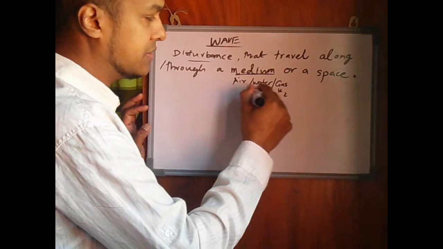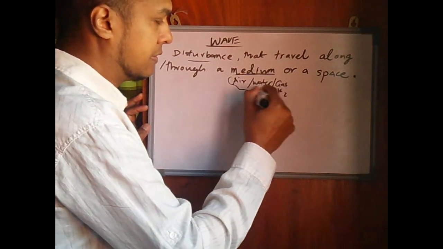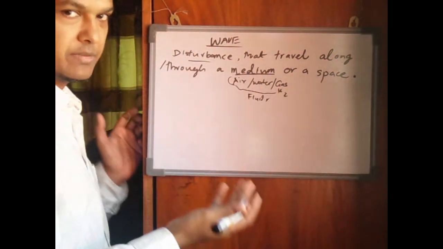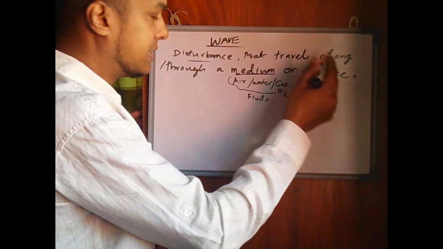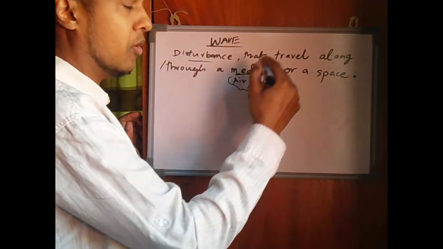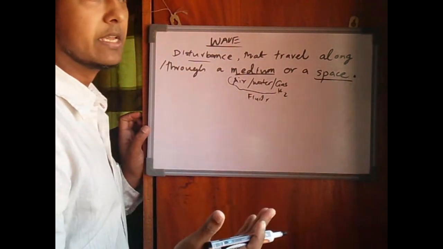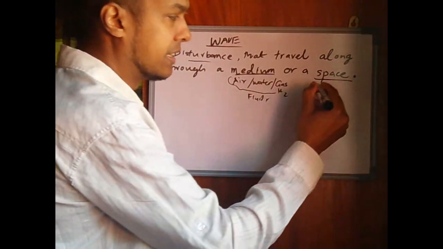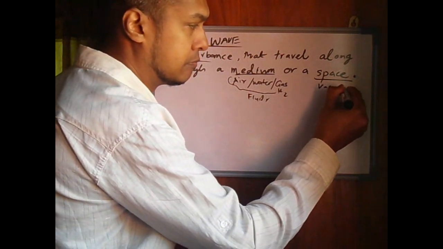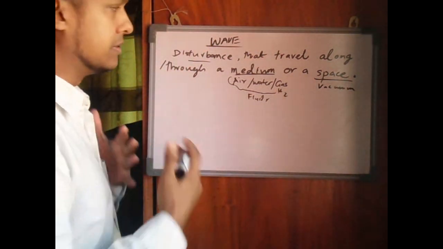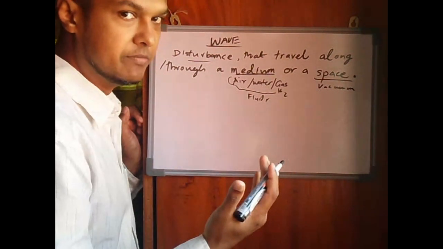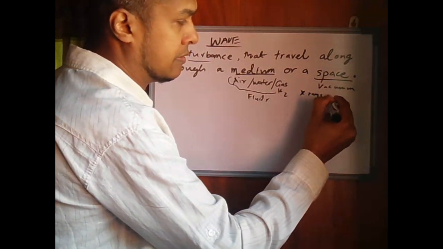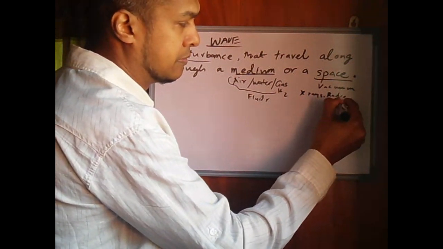Any of these fluids can be used as a medium. So a disturbance travels through this sort of medium or a space. Space means it does not have any content in it, so it will be like a vacuum. Even in a vacuum certain waves can travel, like X-rays, radio waves, etc.